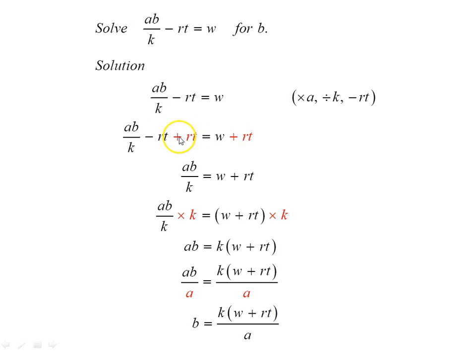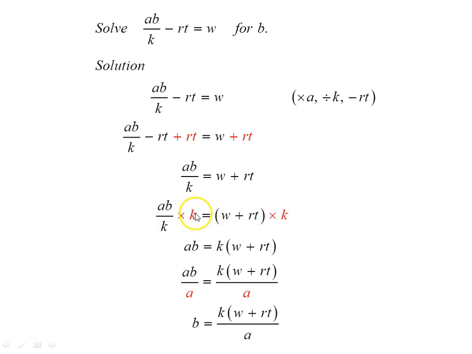What we added to the left-hand side, we must add to the right-hand side to keep this equation equal. So we're left with ab over k equals w plus rt. Next thing we're going to get rid of is the divide k. The inverse operation for divide k is times k. What we do to the left-hand side of an equation, we must also do to the right-hand side. So this whole object, w plus rt, is going to be times by k, hence the brackets. All of it, the whole thing, is times by k.